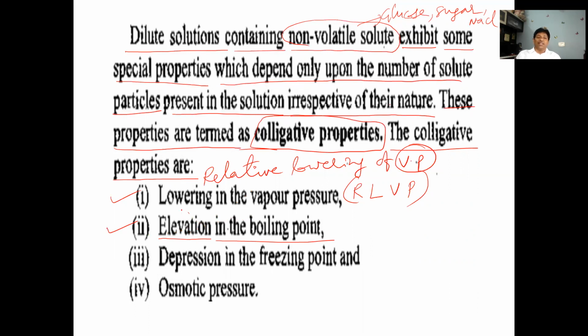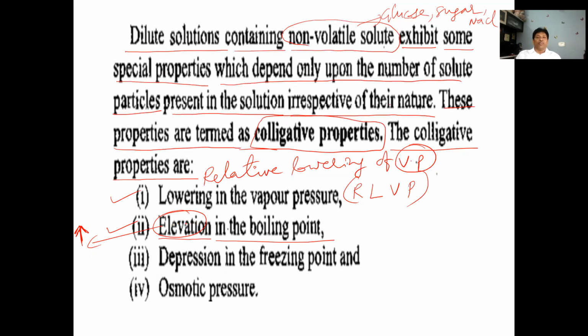Elevation means increase or decrease? Increase. So increase in what? Boiling point. Elevation in boiling point. Generally, we take an upward arrow for increase and a downward arrow for decrease. So here, elevation in the boiling point means an increase in the boiling point.